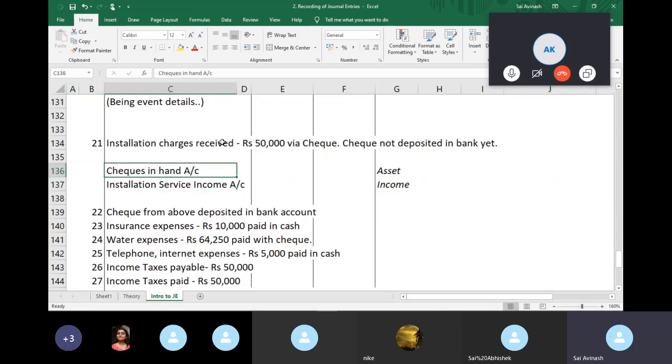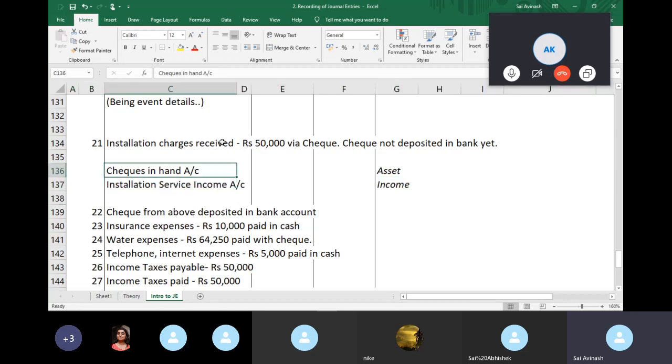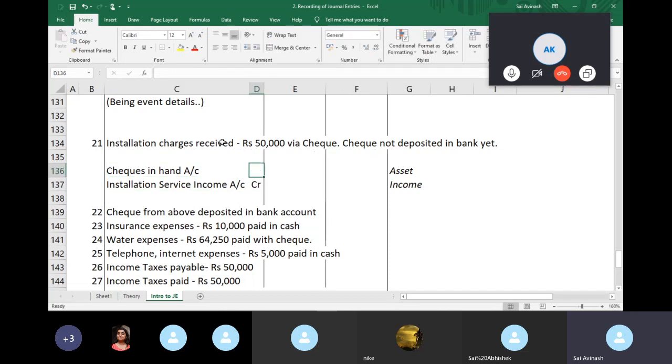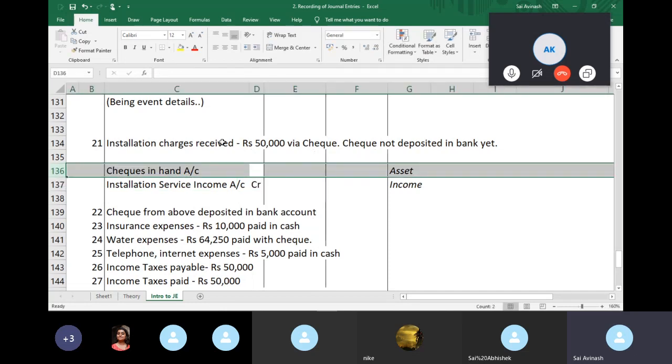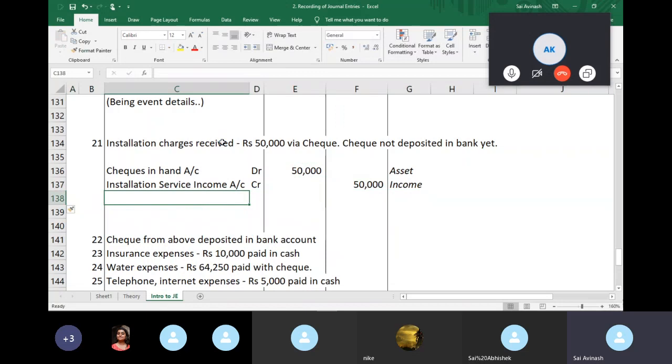So this is an asset account because the check is an asset. It represents money. It represents the right to receive money. So it is an asset. So as usual, because I'm selling or because I'm providing a service, my income increases, right? So when income increases, you credit, and because I get money, my asset increases as well. So that's debit, and that's 50,000, right? And you can say being check received, check number, etc.